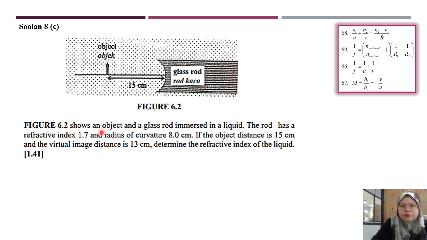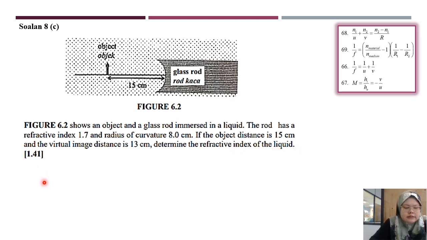Figure 6.2 shows an object and a glass rod immersed in a liquid. The rod has a refractive index of 1.7 and a radius of curvature of 8 cm. If the object distance is 15 cm and the virtual image distance is 13 cm, maksudnya image yang terhasil ni adalah image yang virtual. Virtual maksudnya dia duduk same side with the object, ataupun in front of the surface. So determine the refractive index of the liquid.